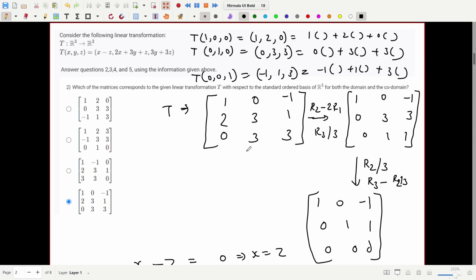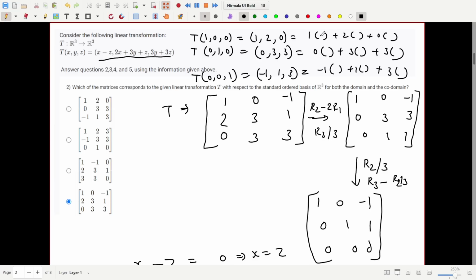So we have to find the transformation matrix, and the bases are the standard ordered basis for both, R3 to R3. So first we will write down the values of the transformation on the basis. (1,0,0) will be, according to this representation, (1,2,0), and we have to write this transformation in the form of the basis. So the basis is (1,0,0), (0,1,0) and (0,0,1). I have written it here in the bracket only.